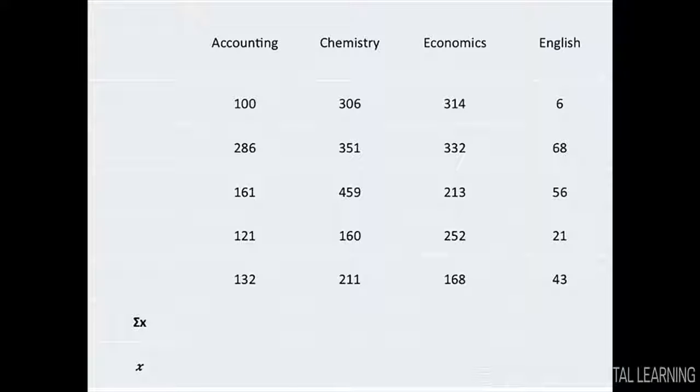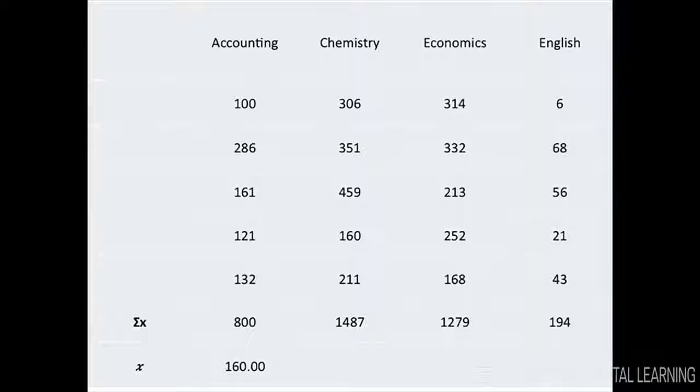So for accounting, we'll just add up these 5 book prices to get the sum. That's $800. Do the same thing for chemistry. The sum is $1,487, in economics it's $1,279, and in English it's $194. Clearly, we can tell from these sums that English is the cheapest major and chemistry is the most expensive. But let's keep going, get a mean, and get that one measure of central tendency that will be helpful for us. So remember, to get the mean, we just divide by 5, the number of books in our group.